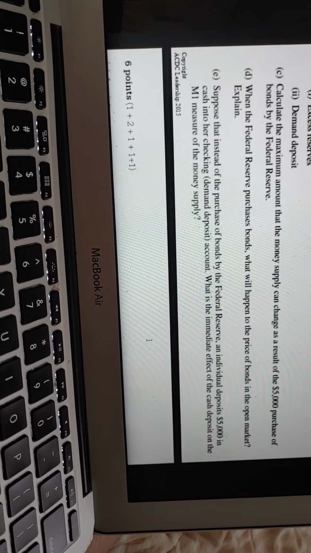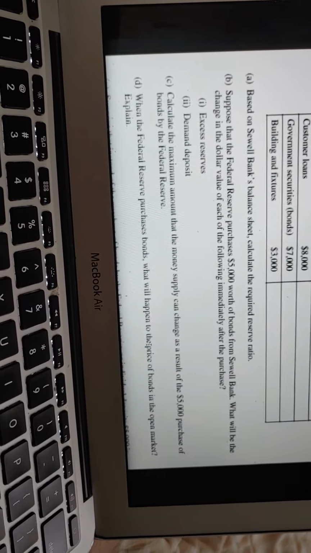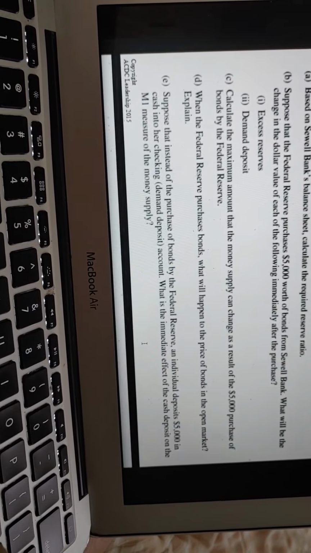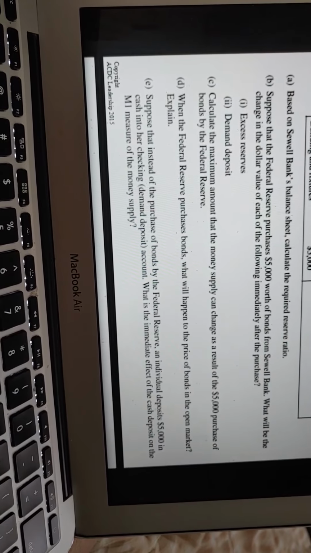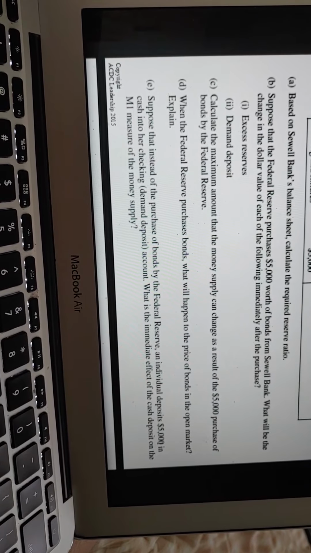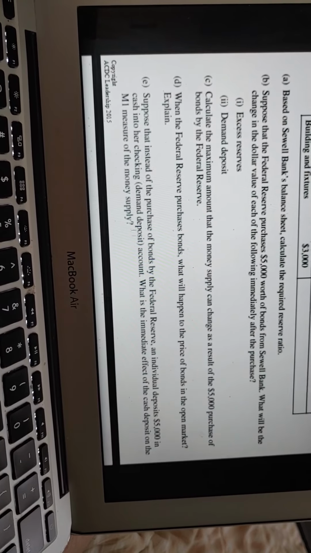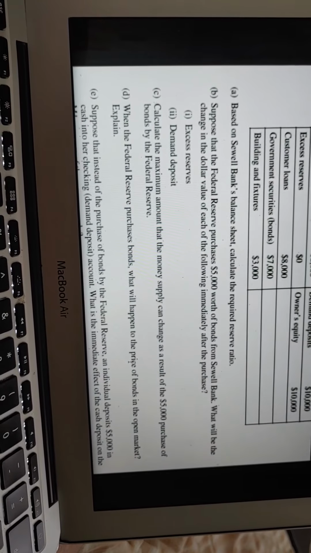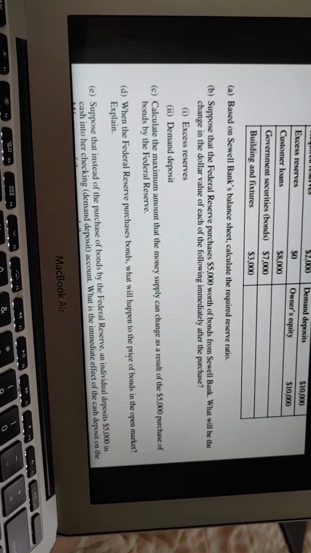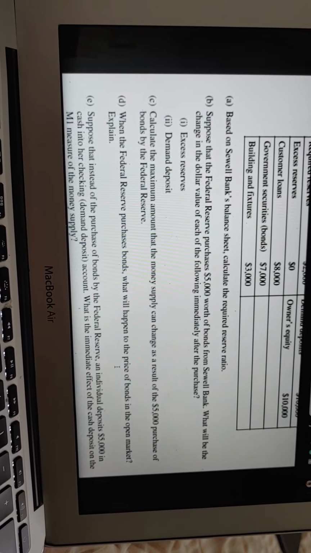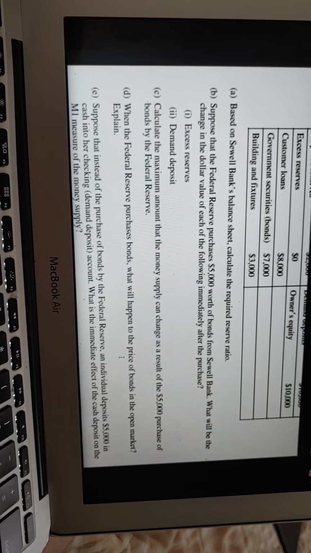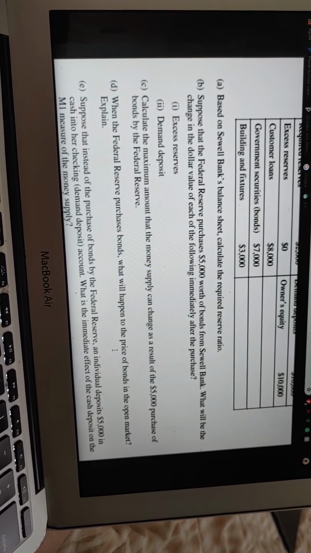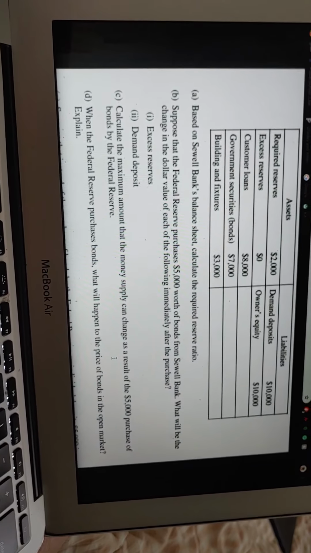Okay, so part E, it's asking what will happen to demand deposits when an individual deposits $5,000 into her checking account. So the answer to that would be it doesn't change. The demand deposit wouldn't change because there wouldn't be any immediate change, because the bank doesn't immediately hand out loans.